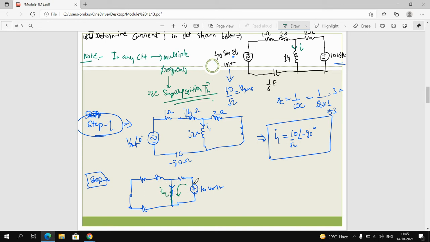Okay, so what is the current I2? This is 10 and this is nothing but 2 ohm. So 10 divided by 2 is 5 ampere. I2 is nothing but 5 ampere.